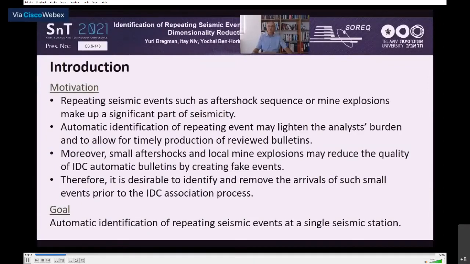Repeating seismic events such as aftershock sequences or mine explosions make up a significant part of seismicity. Automatic identification of repeating events may lighten the analysis burden and allow for timely production of reviewed bulletins. Moreover, small aftershocks and local mine explosions may reduce the quality of IDC automatic bulletins, creating fake events. Therefore, it is desirable to identify or remove the arrivals of such small events prior to the IDC association process.